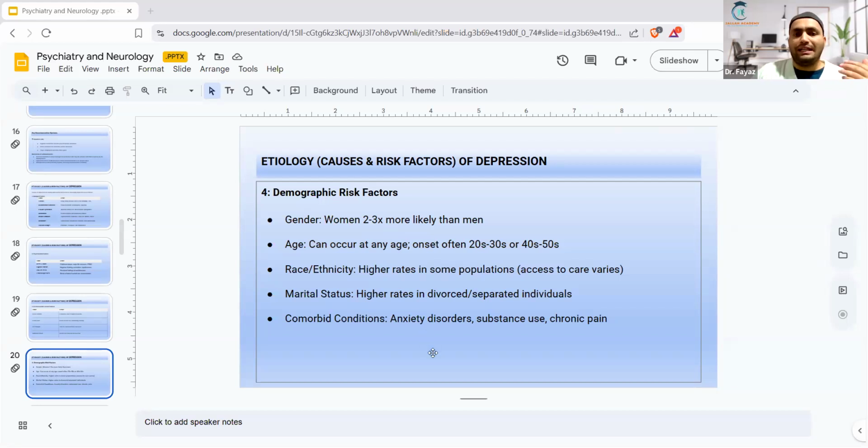Some races or ethnicities have higher rates in comparison to others, specifically if they are from a country which is at war or currently experiencing another natural disaster or another situation which is not favorable. Marital status, sometimes we see higher rates of depression in divorced or recently widowed or widowers. These are likely to have grief and bereavement and likely to develop depressive disorder. Finally, people who have medical conditions or mental health conditions like anxiety, substance use, or patients with chronic pain can develop depression or get depressed.